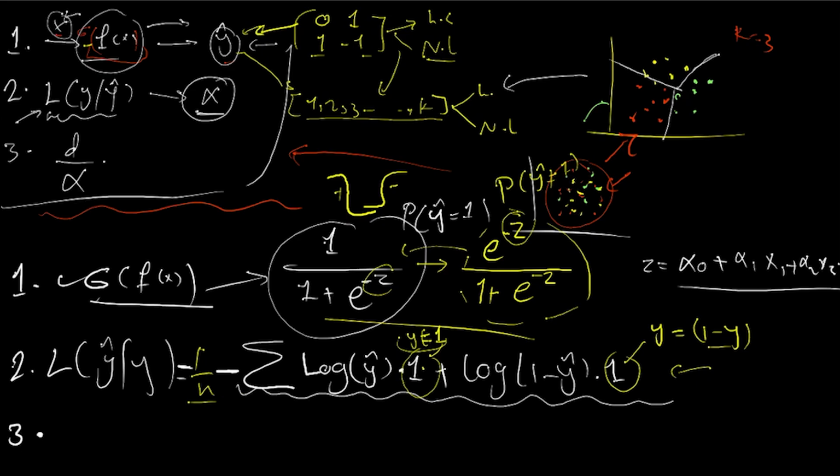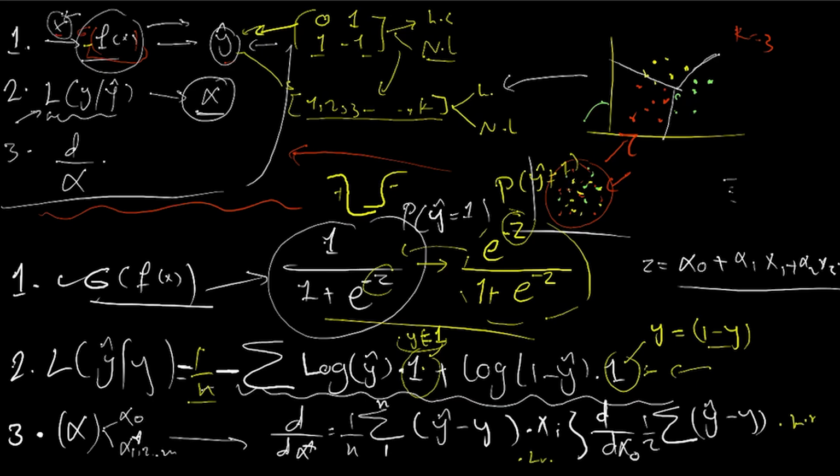We need to take the derivative with respect to alpha. Let's call this alpha naught and this alpha star. All right. I'm going to introduce you to something called the softmax.